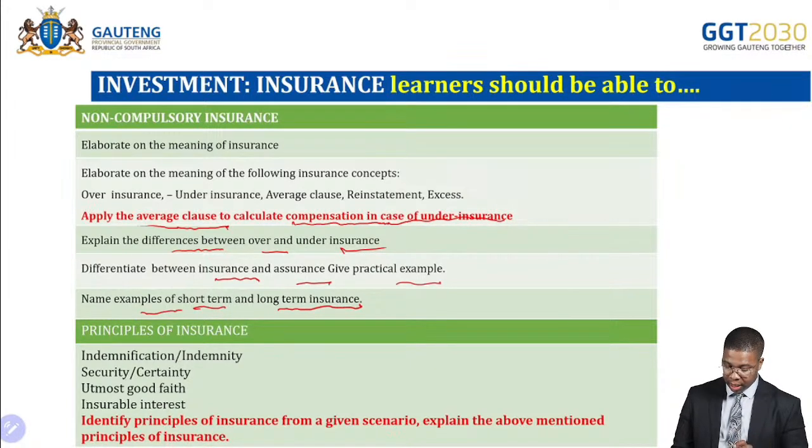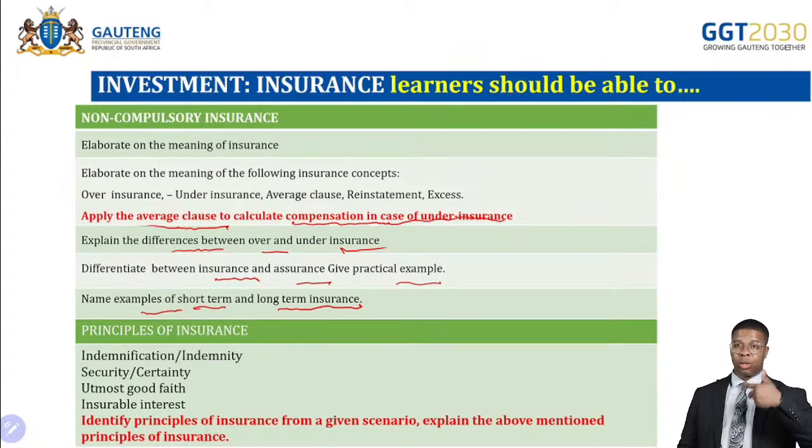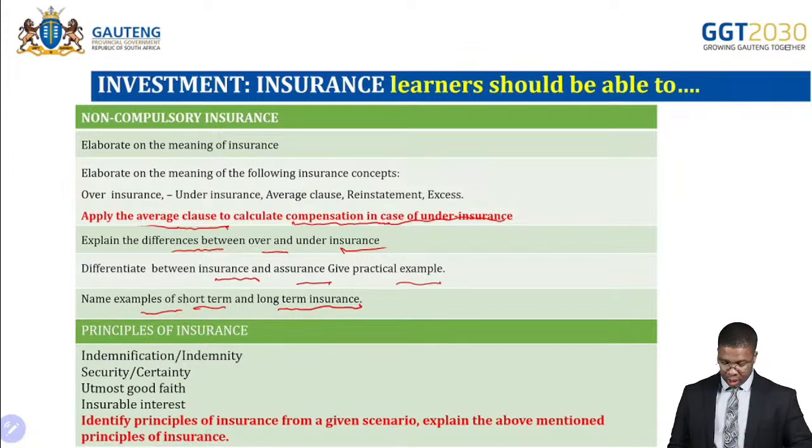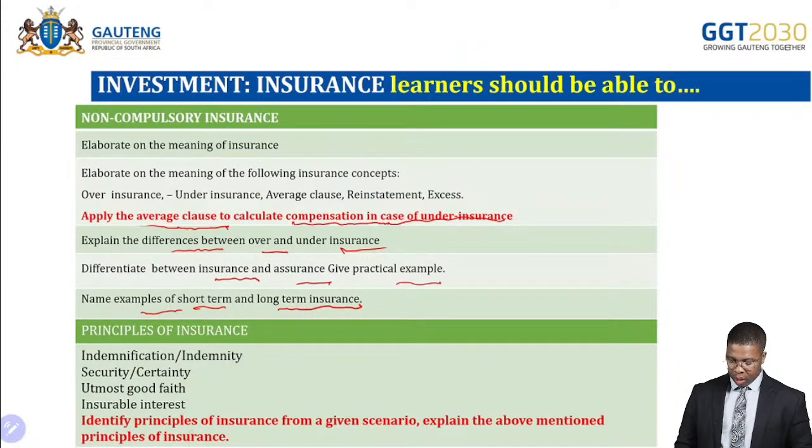So this is your exam guideline on investment insurance. And this is what you should know for you to get your proper 120 and more in tomorrow's paper. And then we also have principles of insurance. We have the principle of indemnity, principle of security, principle of utmost good faith, together with the principle of insurable interest. What should you know and how can you be assessed there? Be in a position to identify these principles from a given scenario and explain the above-mentioned principles from whatever you have quoted from the scenario.